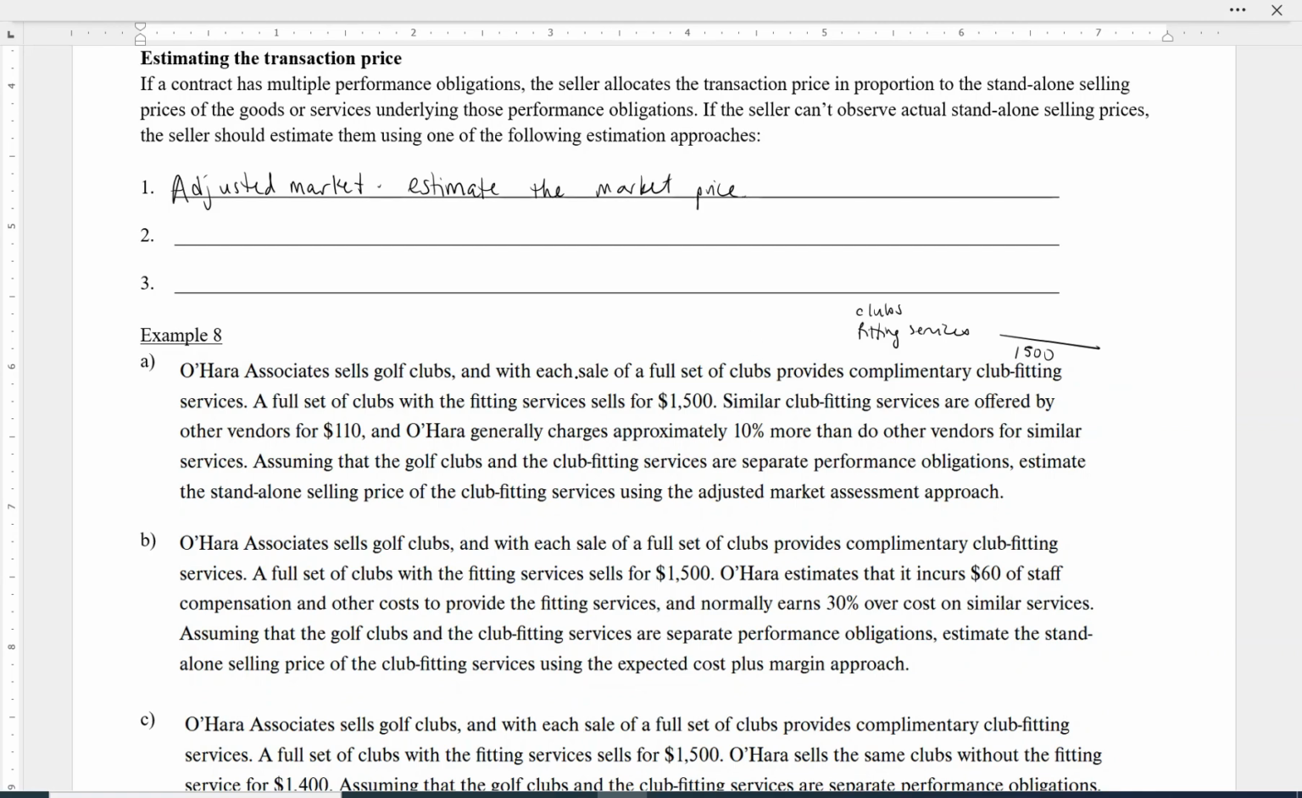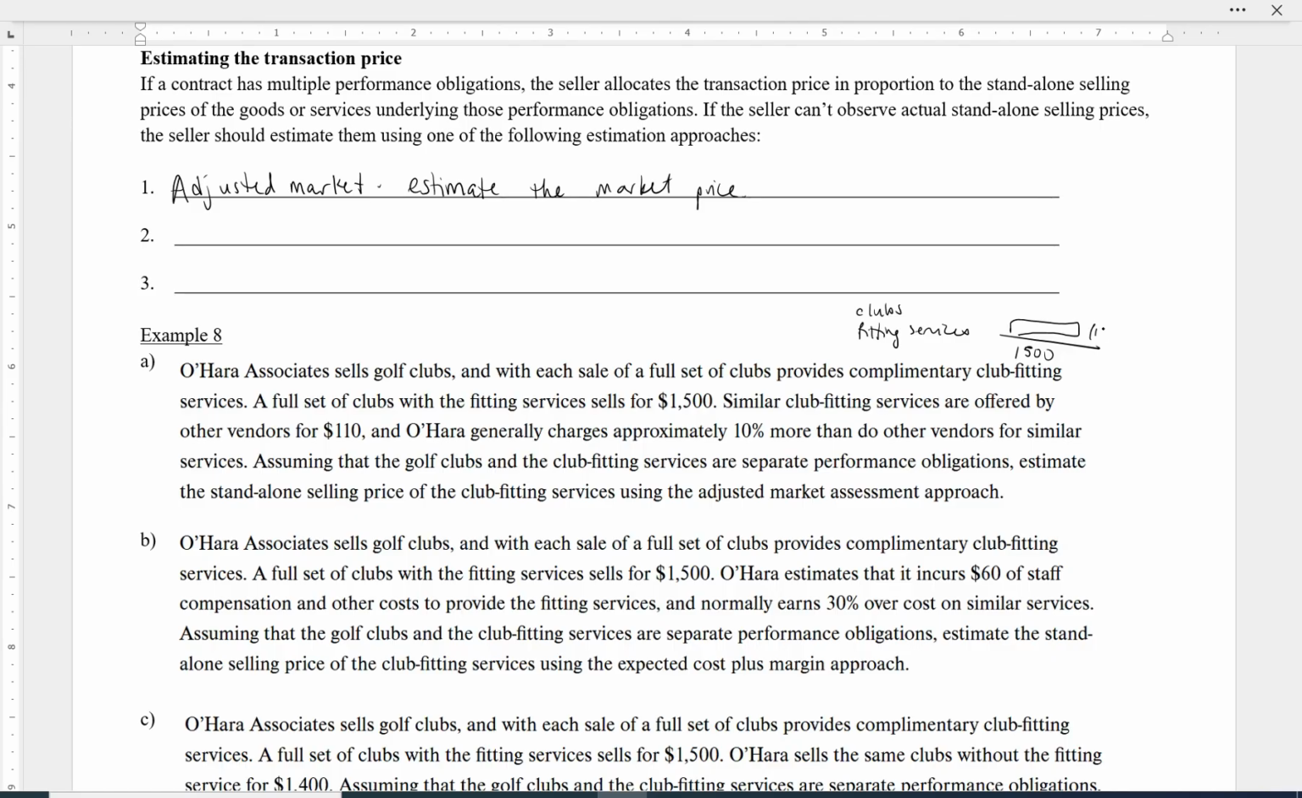Similar services are offered by other vendors for $110, and O'Hara generally charges approximately 10% more than other sellers do for similar services. Assuming the golf clubs and the fitting services are separate performance obligations, what would the standalone selling price be of the fitting services? Well, we don't know what the clubs go for, but we're not asked for that. We're only asked for the fitting services.